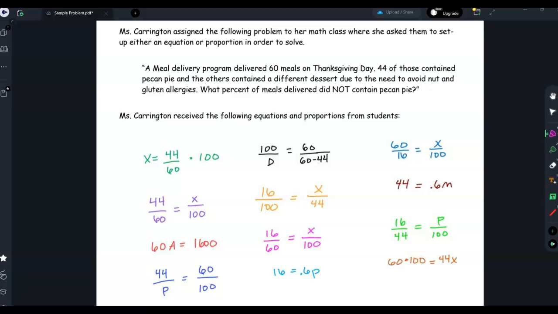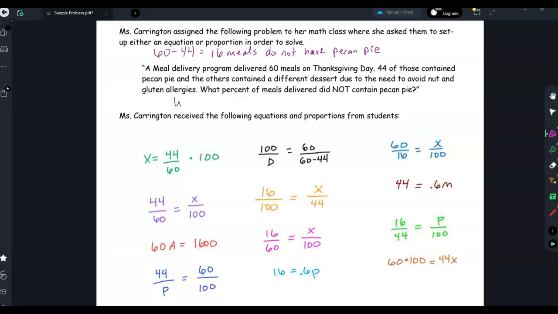So instead of finding the percent and then subtracting from 100%, we could just go ahead and do the subtraction now. Say 60 meals total minus 44 of them with pecan pie means that 16 of the meals do not contain pecan pie. So then that means that you could just use the 16 instead of the 44, and then you wouldn't have to subtract later with your percent. You can do it either way though, so this gives us lots of choices in terms of the way a student might approach this.